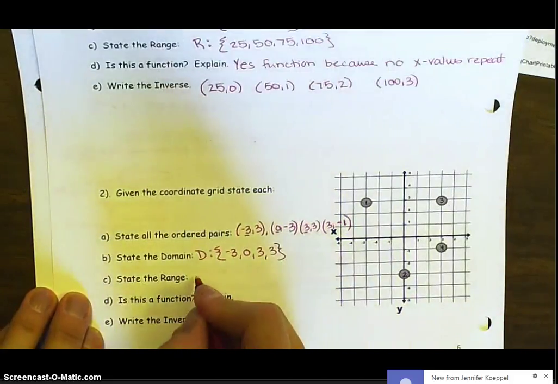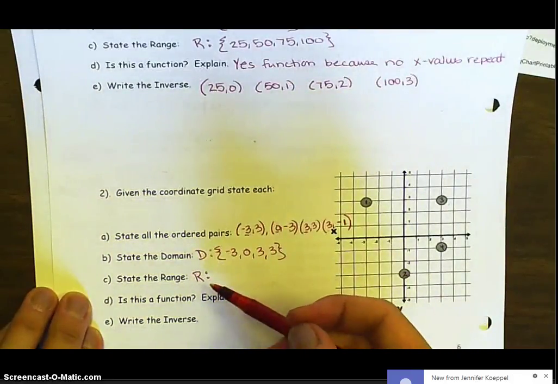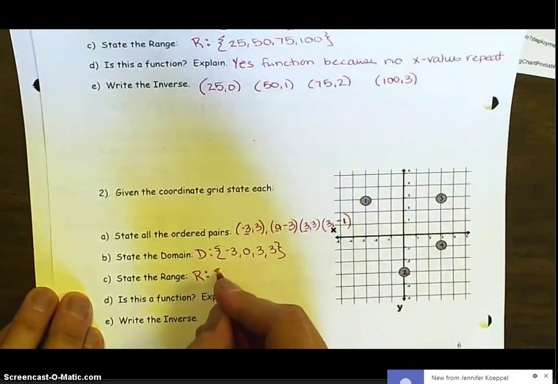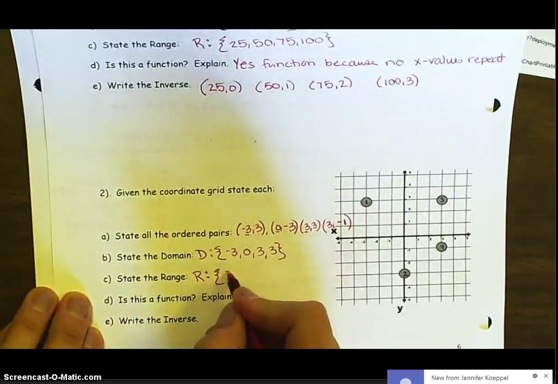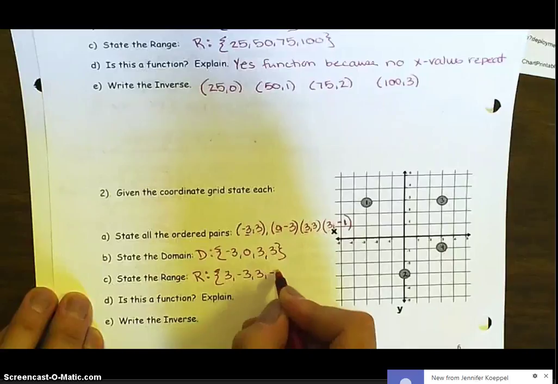Okay, next up, we're going to state the range. So if the domain is the x's, the range is the y value. So let's write down all of our y's. So we have 3, -3, 3, -1.